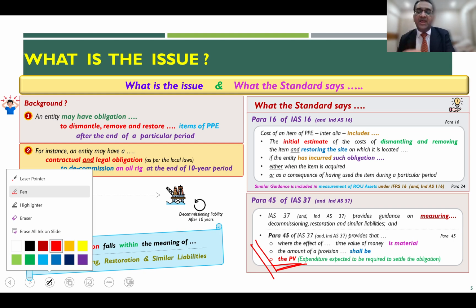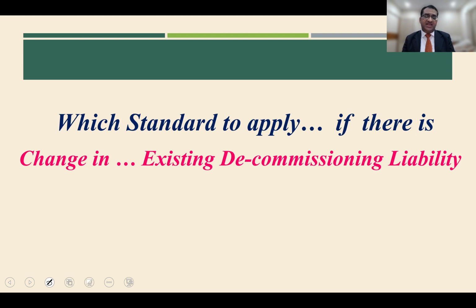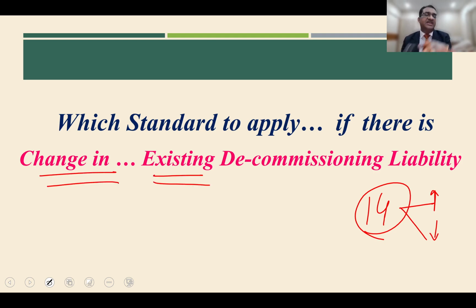Now, this we have seen. You can look at more in case you want to deep dive into this concept in my previous video. Having understood this, the moot question is, what if there is a change in the liability? In the previous example, you had an original estimated liability of 14 million at the end of the 10th year. Now, if that liability goes up or goes down, the question is, which accounting literature do you have to look at if there is a change to an existing decommissioning liability, which standard to apply and when to apply.